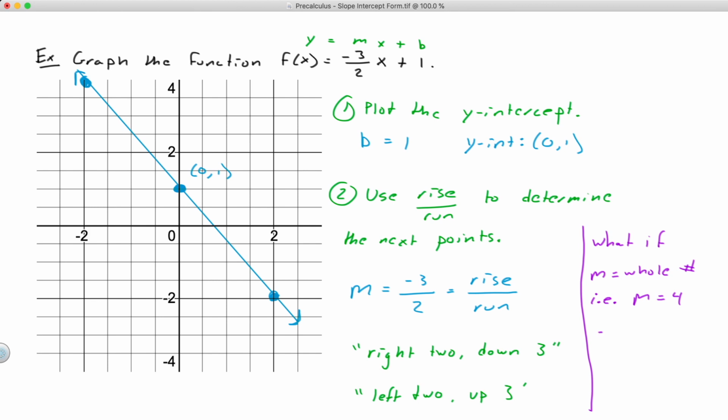So this would tell us that m is equal to 4 over 1, and so we would have a rise of 4 and a run of 1. So we're going up 4 over 1.